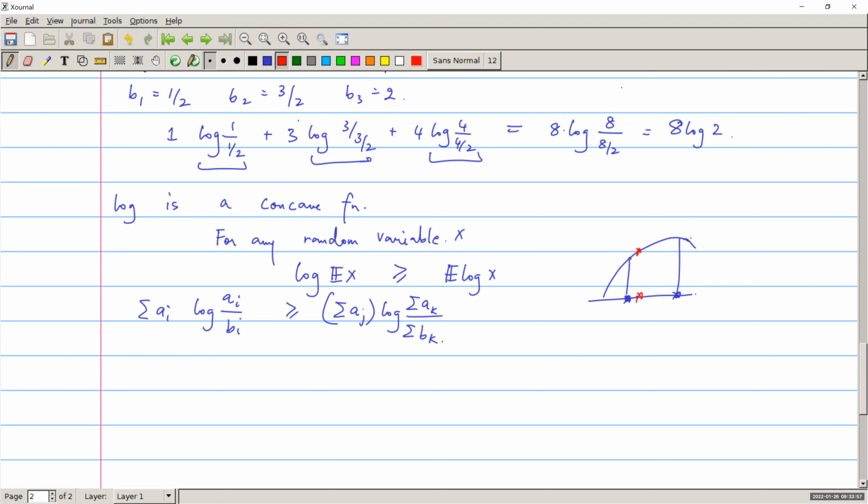So log of X for one of the values is here. Log of X for another of the values is here. So this is log of one of the values X can take, log of another of the values X can take. So log X is the random variable that has these two heights. The expectation of log of X will be a point here. So log of expectation of X is indeed greater than or equal to expectation of log of X.